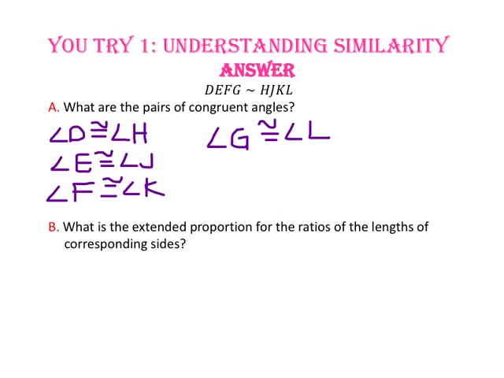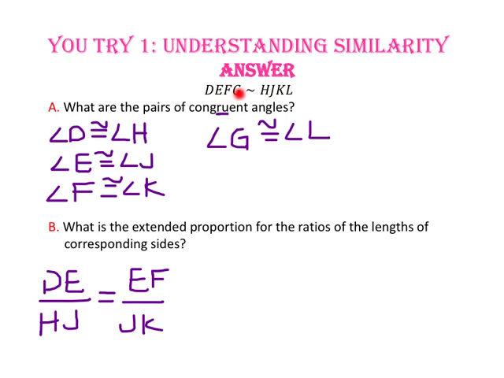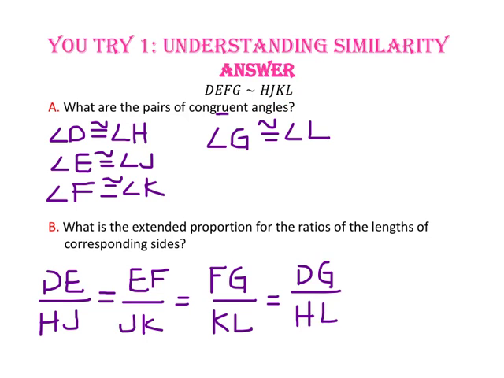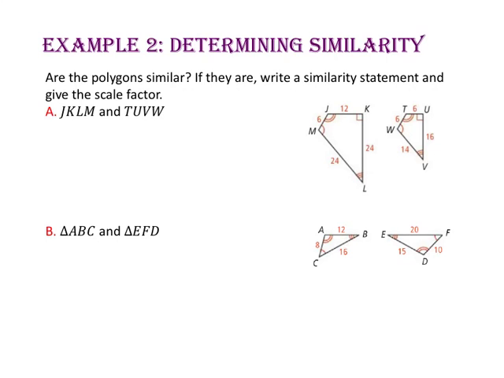For part B, we will write the extended proportion for the ratios of the lengths of the corresponding sides. So side DE to side HJ, side EF and side JK are our second ratio. Sides FG and KL are our third ratio. And sides DG and HL are our fourth ratio. Notice that the sides of the first polygon are all on top and the sides of the second polygon are all on bottom. In example 2, we will determine similarity.